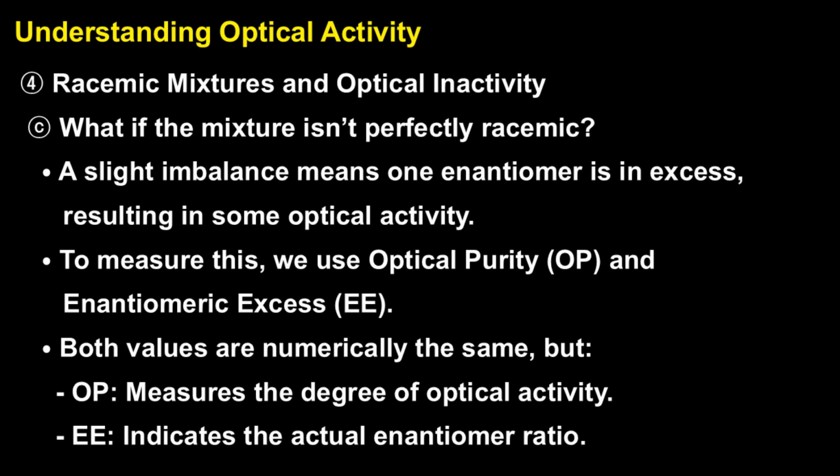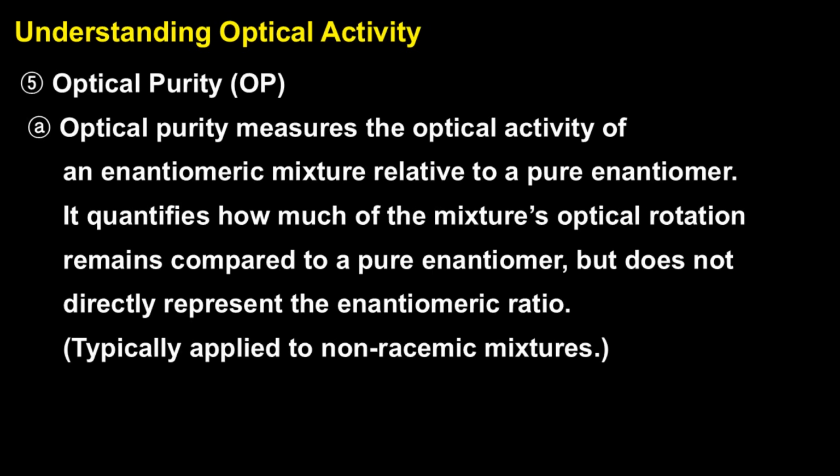Optical purity shows the degree of optical activity, while enantiomeric excess tells us the actual ratio of enantiomers in the mixture. Optical purity tells us how much optical activity a mixture has compared to a pure enantiomer. It doesn't directly give us the enantiomeric ratio. It's more about measuring the actual optical rotation. Unlike a racemate, which has a specific rotation of 0 degrees, non-racemic mixtures have an imbalance between enantiomers, leading to a measurable optical rotation. Optical purity helps us quantify this imbalance in terms of optical activity, so it's really useful when analyzing chiral mixtures.